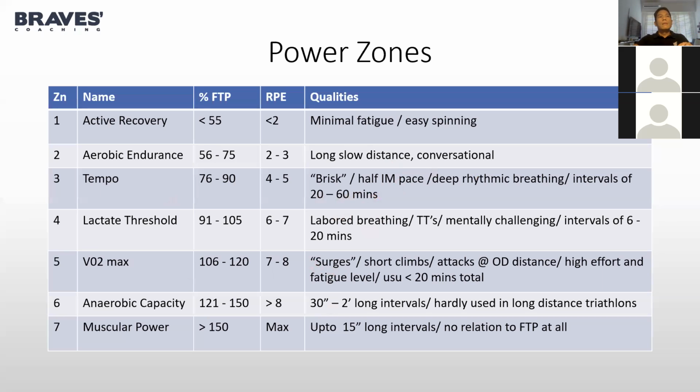So these higher zones, 5 and 6, are not as specific to long course racing. VO2 max intervals, I still like to use them because it raises the ceiling, it pushes up your aerobic capacity. But there's a certain time to use VO2 max intervals, so you've got to be careful with those.